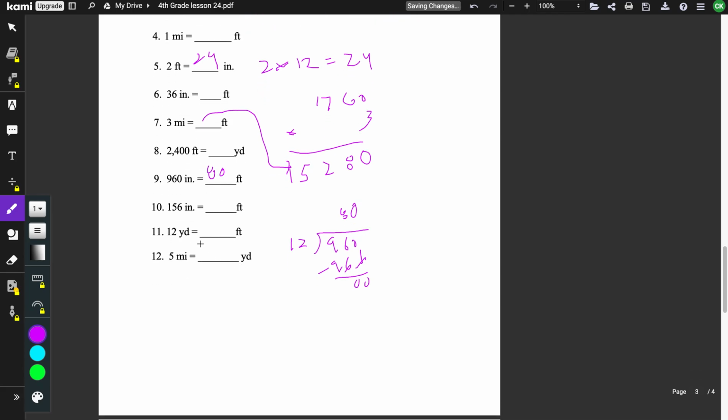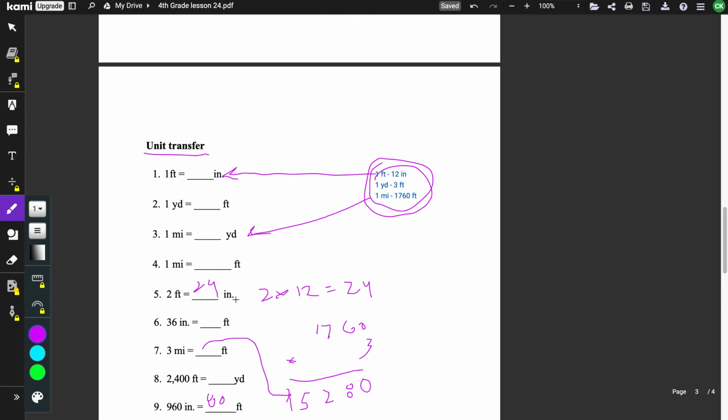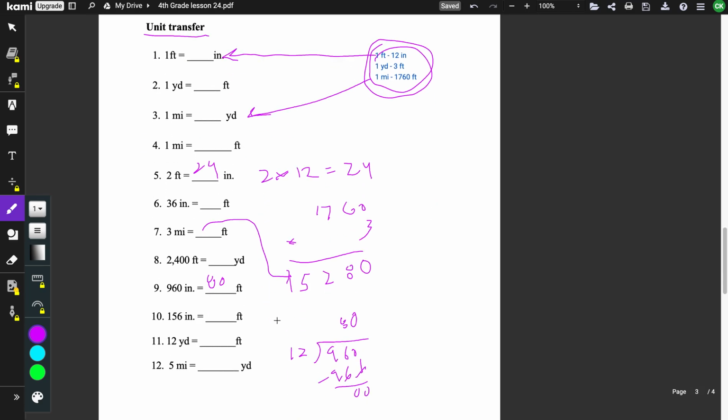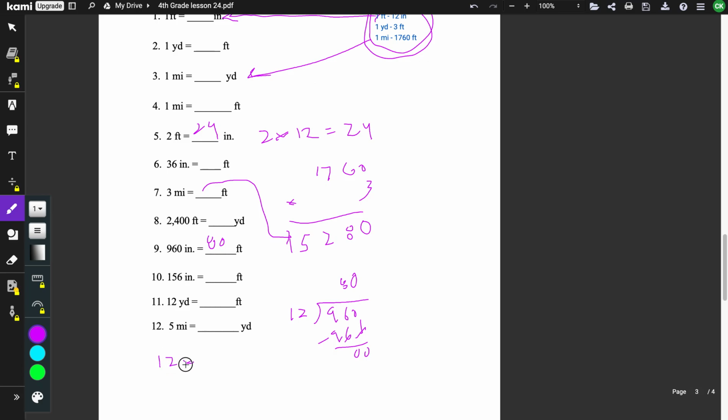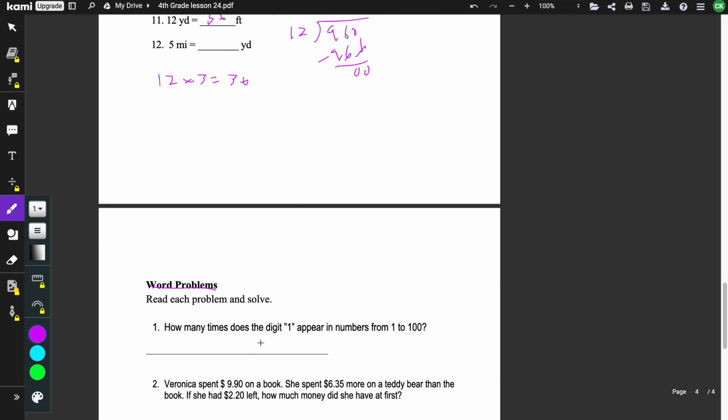Then moving on, number 11, 12 yards and blank feet. Okay, 12 yards and blank feet. What would that be? If we know that in 1 yard there are 3 feet, we're just going to do 12 times 3, which gives you 36. And that's 36 feet.